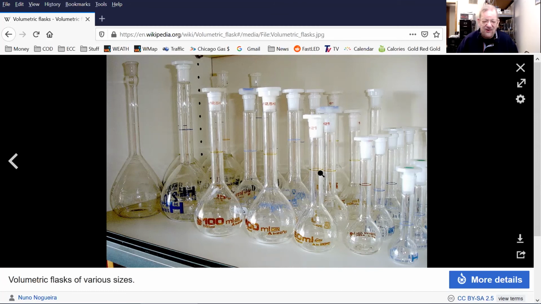And these are accurate to 0.03% of the volume, which means they're very accurate measurements, because on 100 mL, your accuracy on a volumetric like this should be plus or minus 0.03 milliliters, which is quite accurate. You then put the stopper in after you've filled it up to here, shake it up, and you've made your solution.